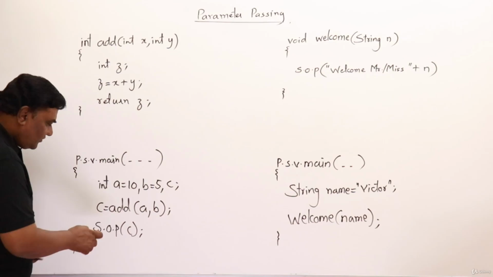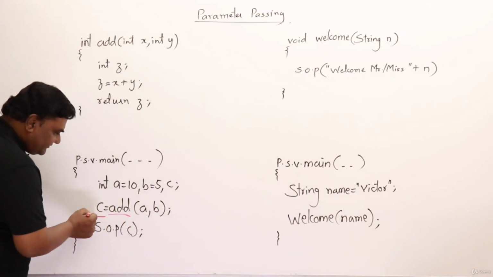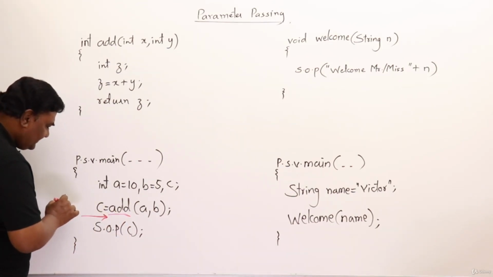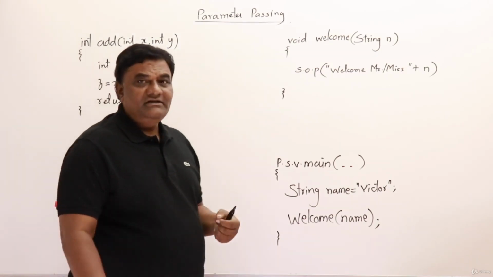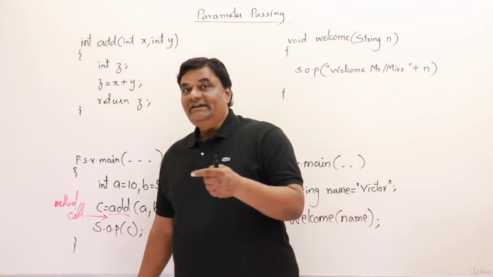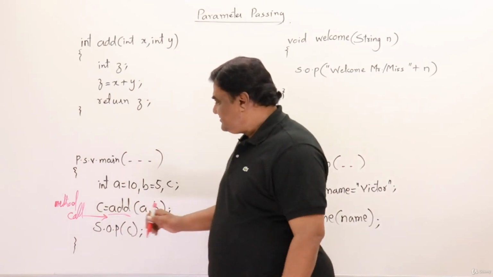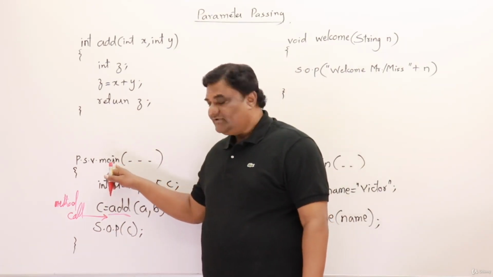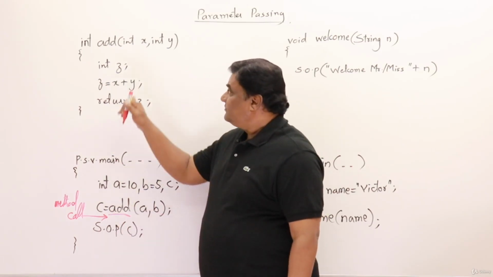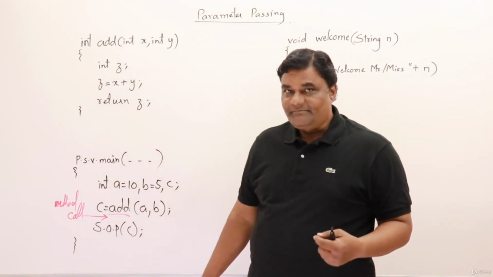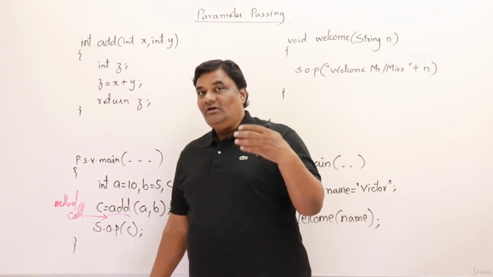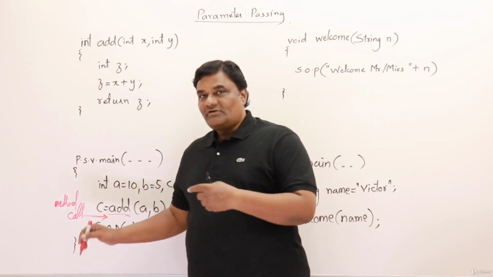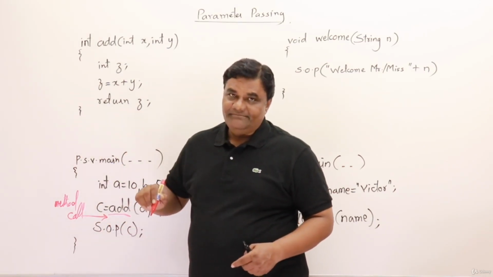And main is calling the add method. So you can say this is a method call. From here the method is called. Whoever is calling a method is called a calling method or caller. So who is the caller here? Main is the calling method. To whom is it calling? Add. So add is the called method. We use these types of terms. So the calling method is main and the called method is add.